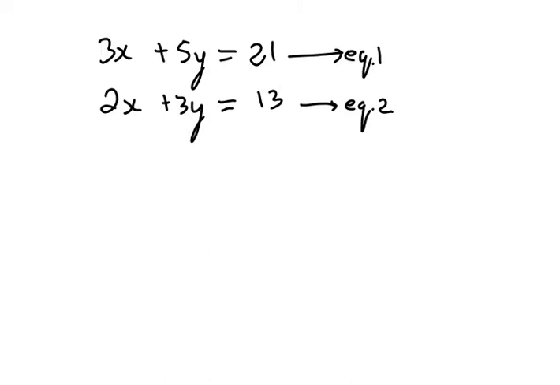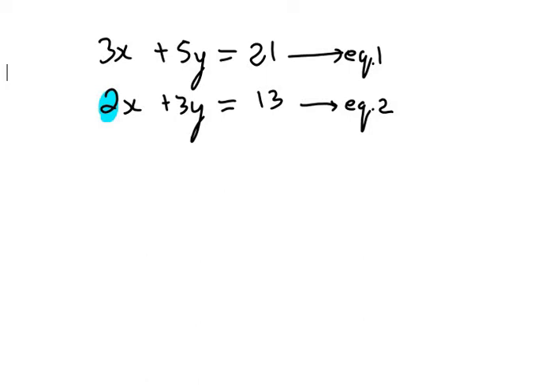So currently they're not the same size. That's one of the first things you want: to bring them to the same size. So you're going to use the multiplication method. When you say the multiplication method, what do you mean? I'm going to times 2 by all of equation 1, and then I'm going to times 3 by all of equation 2.